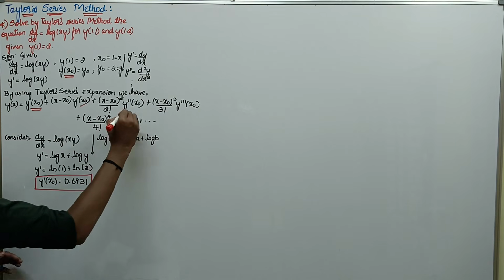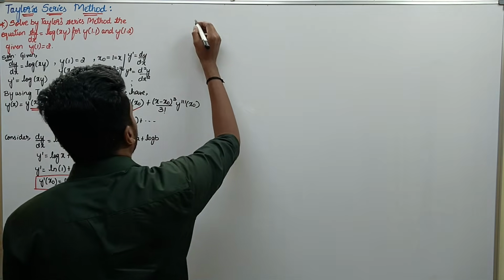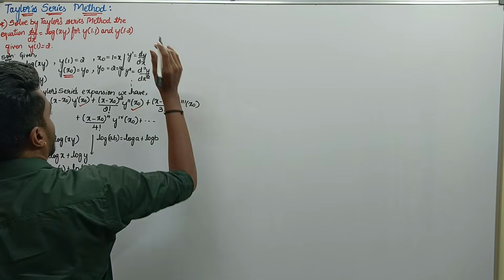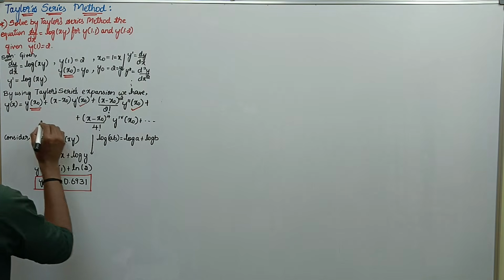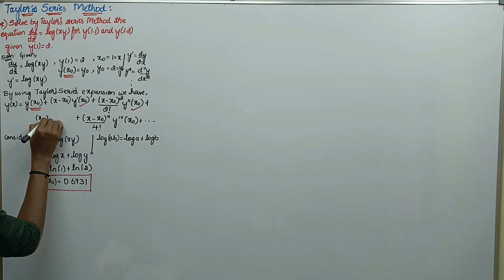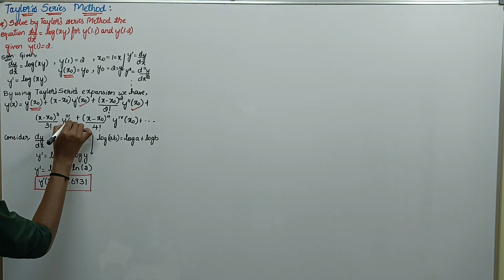Next, we are supposed to find y double dash of x naught. How to find y double dash of x naught? Now let us represent here itself. Okay. Consider. Okay, I am going to erase this little bit. I am going to represent here. That is x minus x naught whole cube divided by 3 factorial into y triple dash of x naught.